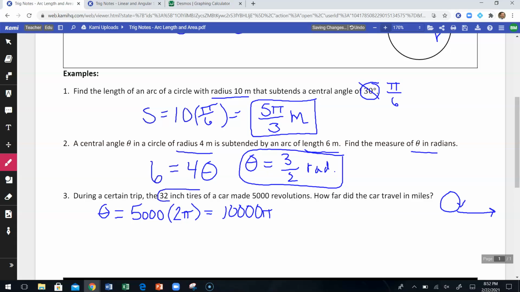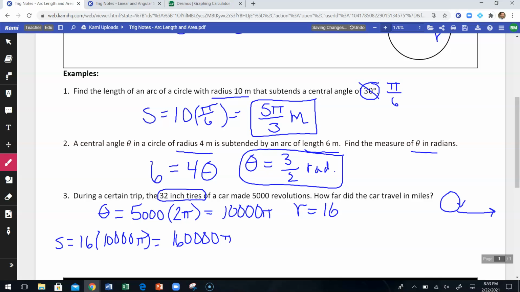This was a 32-inch diameter wheel, which means the radius that we're going to be dealing with is 16. So I've got everything I need here: the arc length is going to be r, which is 16, times theta, which is 10,000 pi, and that would give us an answer of 160,000 pi.